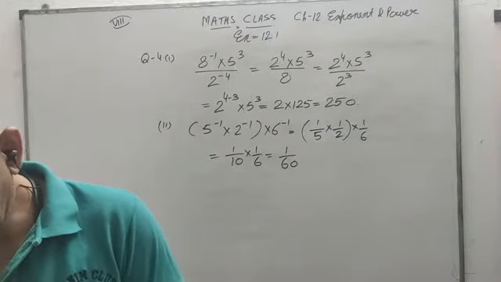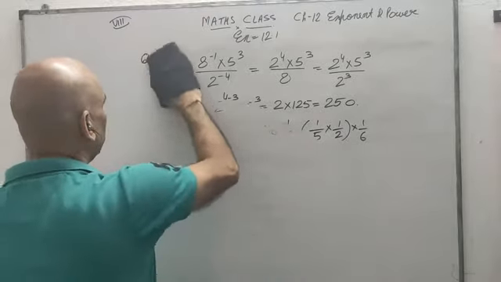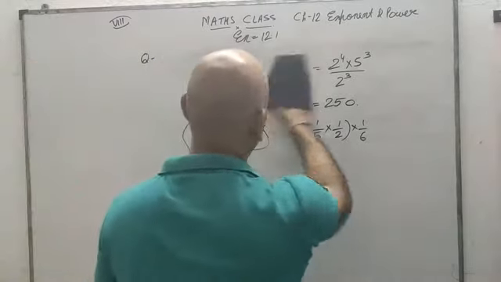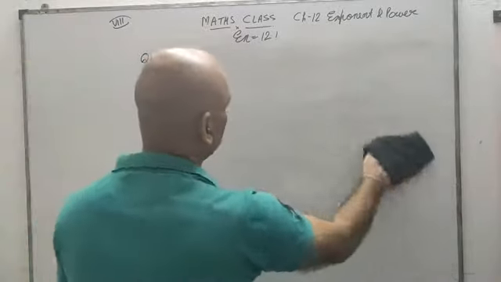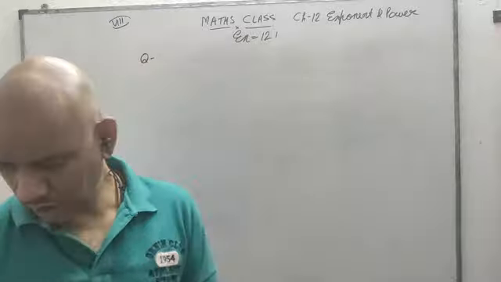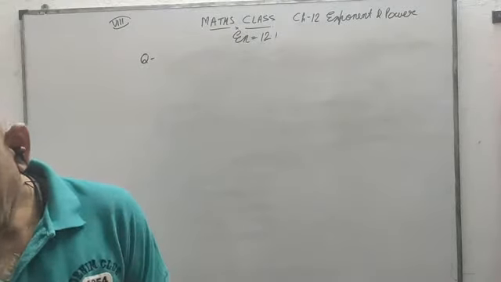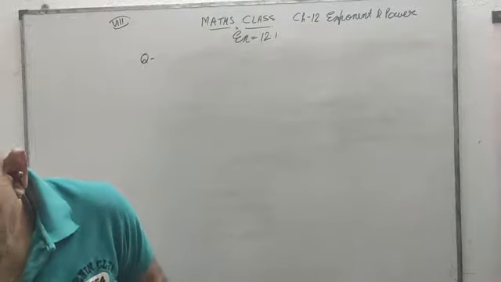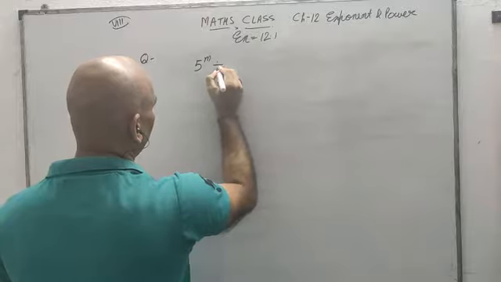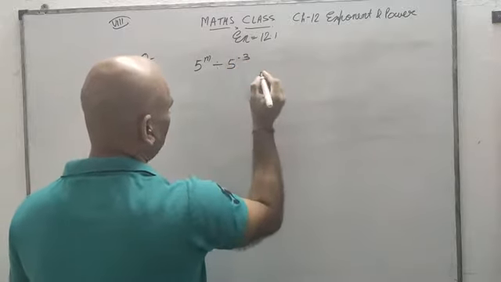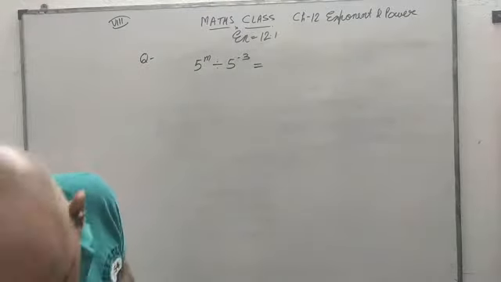Now let us see question number 5. In question number 5, we have an equation in which we will have to find the value of the unknown. So we will equate the powers. This question can be solved only by equating the powers. What is the question? Find the value of m for which 5 to the power m divided by 5 to the power minus 3 is equal to 5 to the power 5.